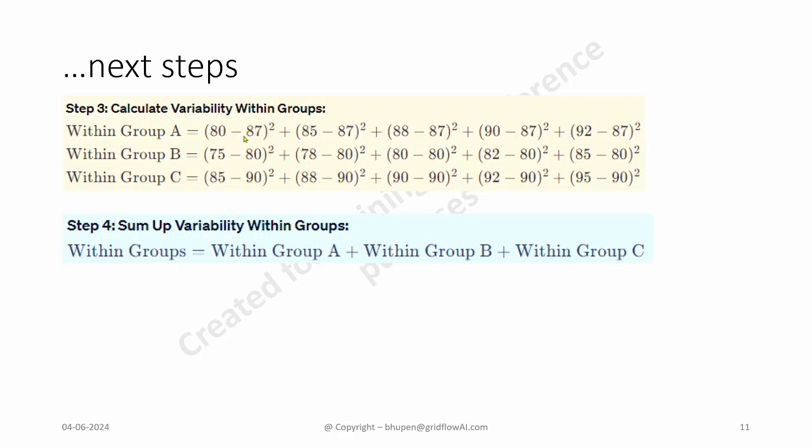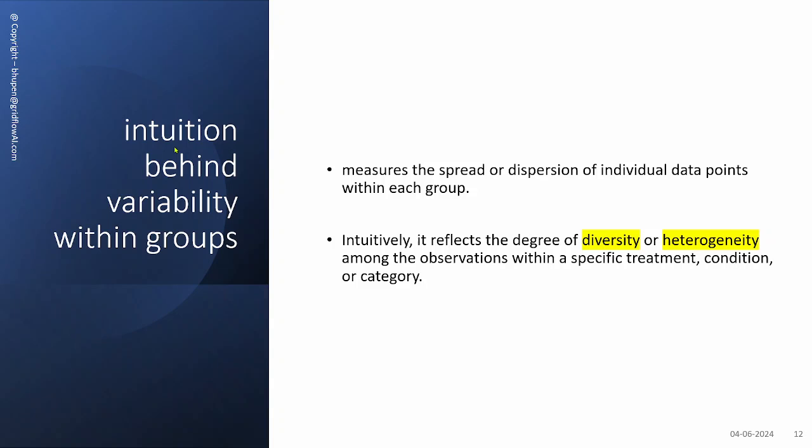Then we subtract the mean from each of the data points. For each of the groups, we take the respective mean and subtract it from the data points. That gives me a total variability within the group. Let's say group A, group B, and group C, and we add them together. So that gives you a total variability within the groups. The intuition behind the variability within the group is that it measures the spread or deviation or scatter of individual data points in their respective groups. Intuitively, this is a measure of diversity or heterogeneity across the observations.